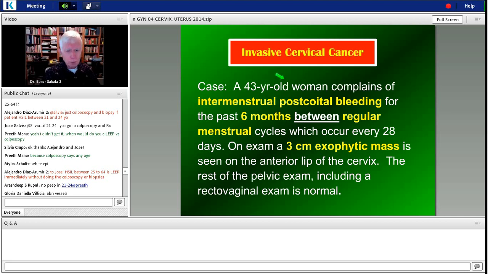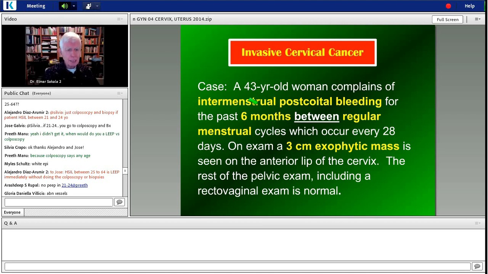A 43-year-old woman complains of intermenstrual postcoital spotting for the past 6 months between regular menstrual cycles, which occur every 28 days. Now, that's a long sentence. Let's break it down and see what it's got. There's two kinds of bleeding. There is regular menstrual cycles, which occur every 28 days. You got that? Regular menstrual cycles occurring every 28 days.